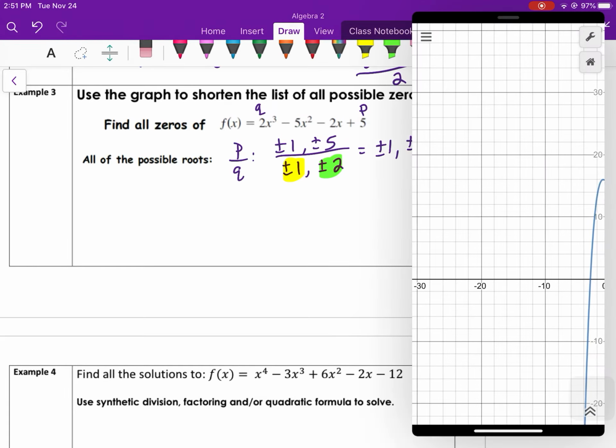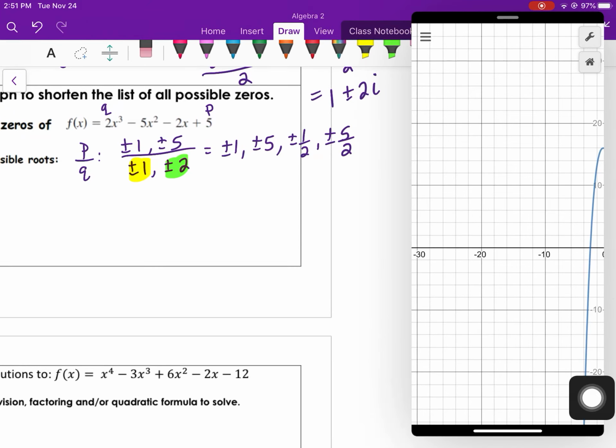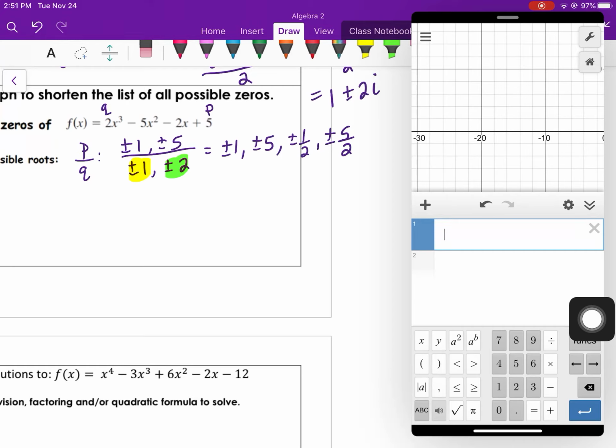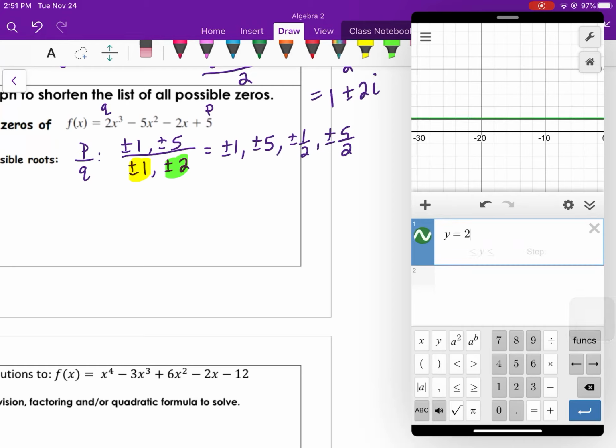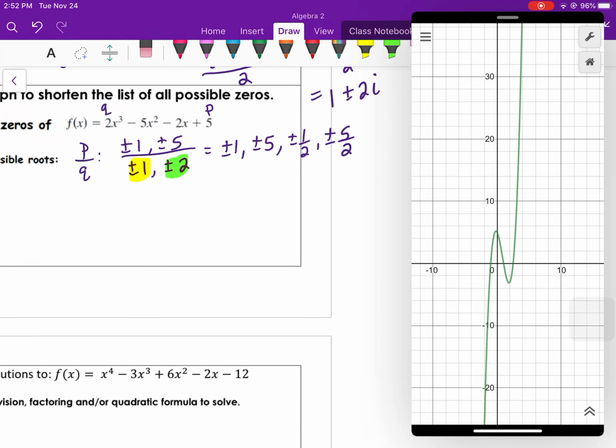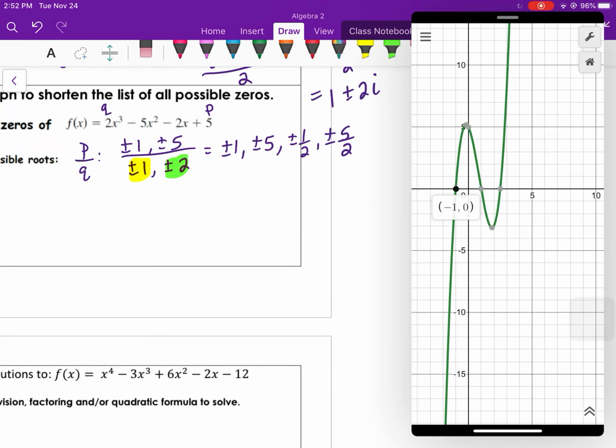So then I'm going to use my calculator again. So I'm going to delete that one and plug this in. So y equals 2x to the third minus 5x squared minus 2x plus 5. Oops, I don't want an equal there. Okay, this one, it looks like I have all 3 of my solutions given to me.